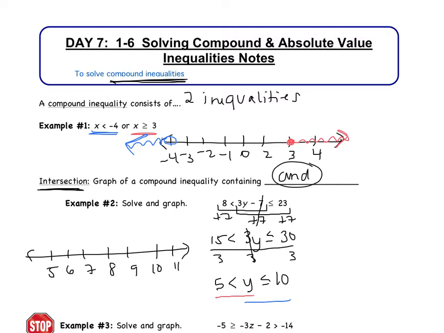Okay, so we need an open circle at 5. We need a closed circle at 10. And then because it's an and, so two inequalities written together as one, we're going to shade everything in between. So these are all those numbers that are greater than 5, but also less than or equal to 10.